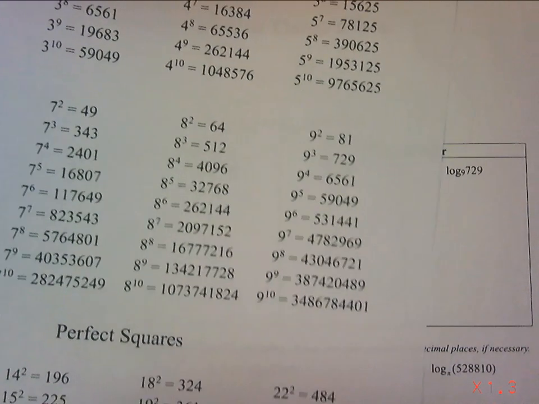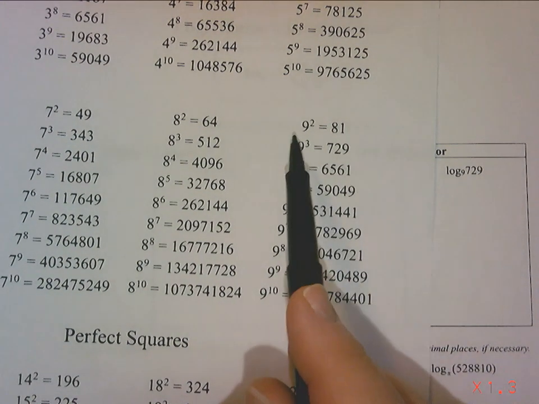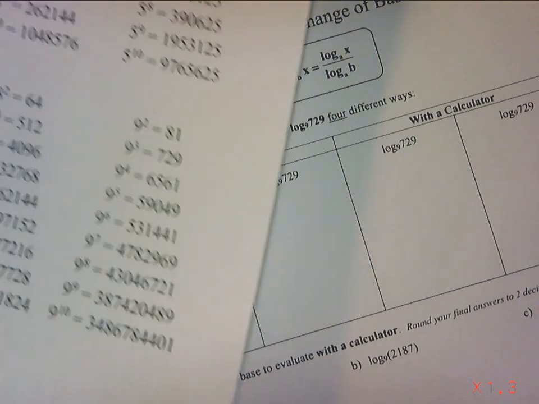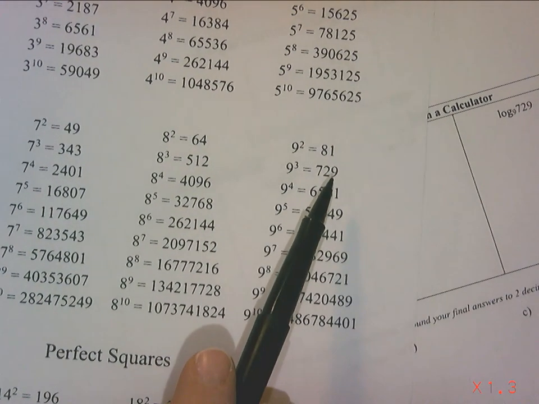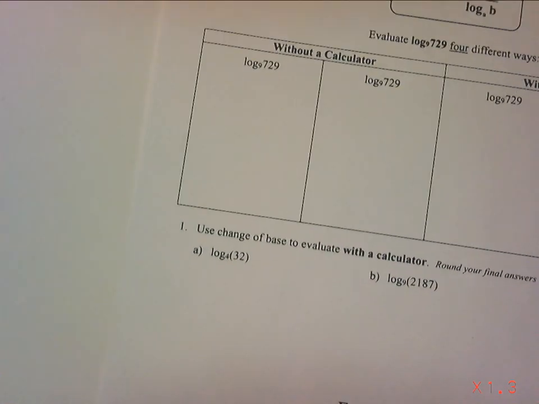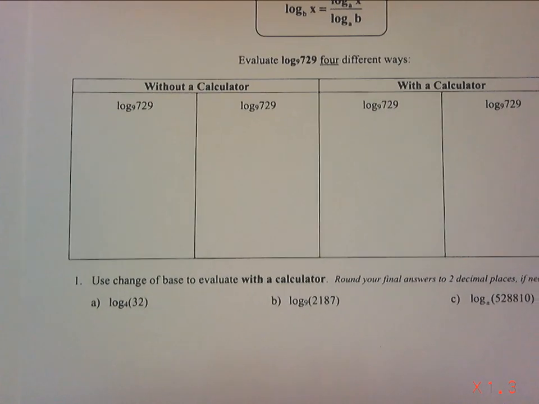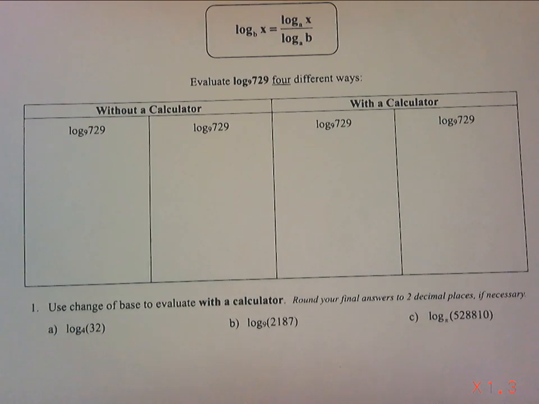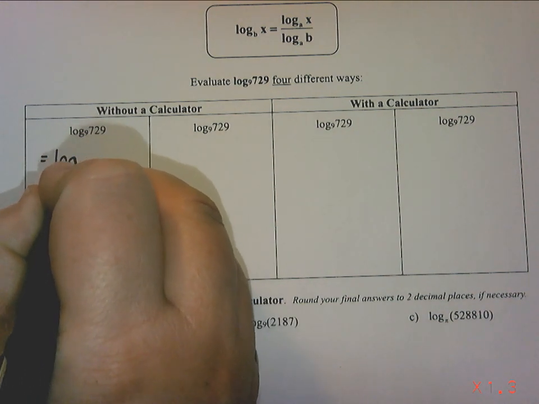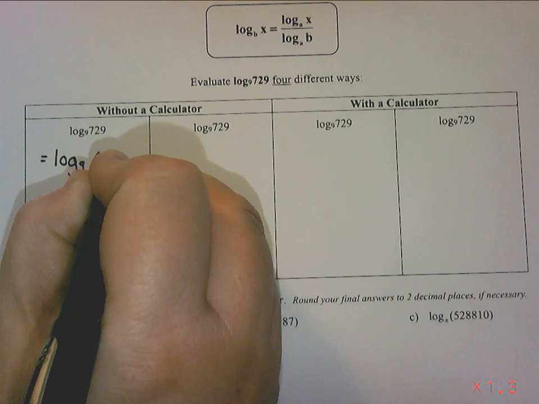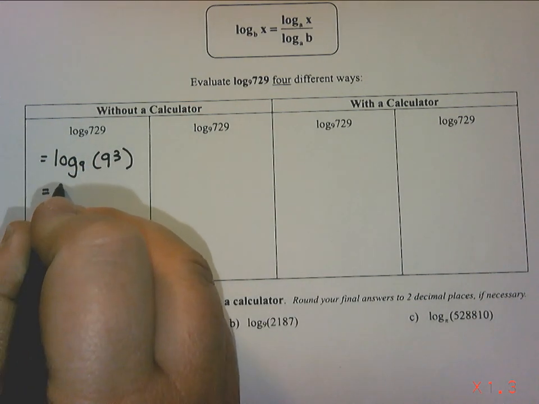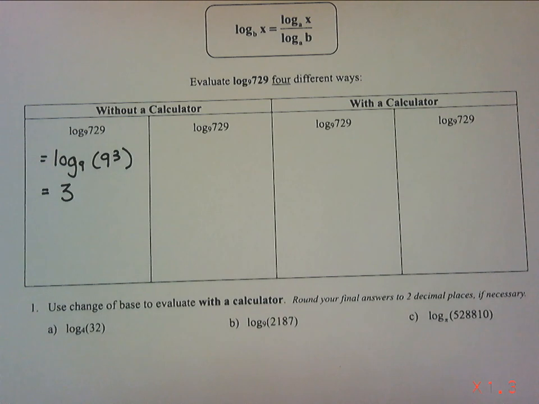So I am going to look at my power sheet. I'm going to look at my powers of 9, and I notice that 729 is 9 to the power of 3. So I can rewrite this as log base 9 of 9 to the 3. And logs are all about figuring out what the exponent is, so this just equals 3.